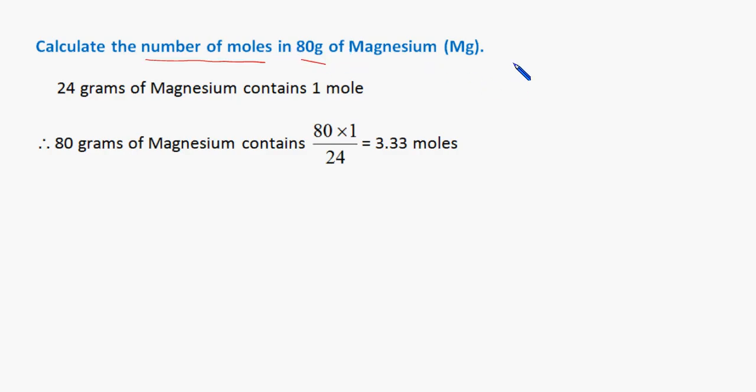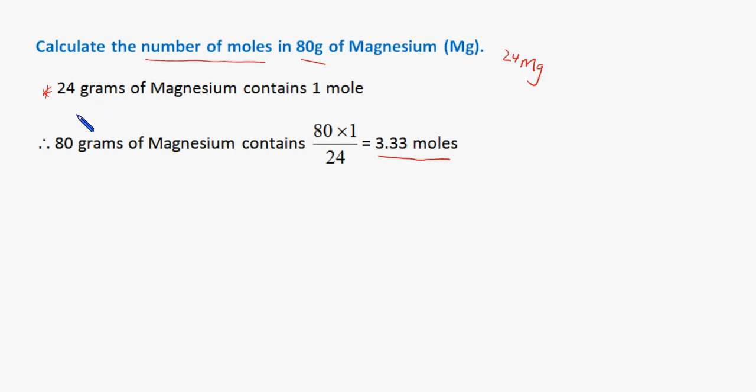So magnesium from the periodic table has a mass number of 24, right? So that is the relative atomic mass. So therefore, what this means is that 24 grams of magnesium contains 1 mole. Okay? Therefore, now we need to calculate for 80 grams. So 80 grams of magnesium will contain 80 multiplied by 1 over 24, which gives us 3.33 moles.